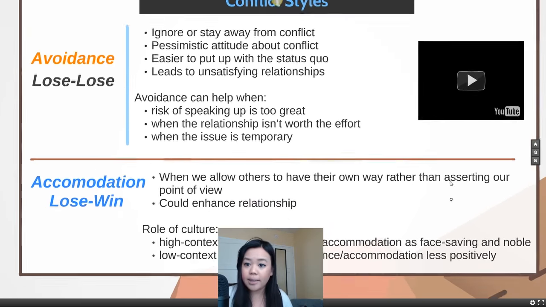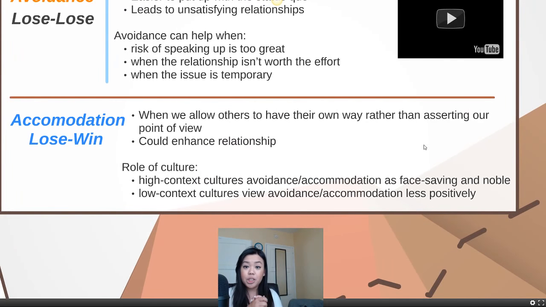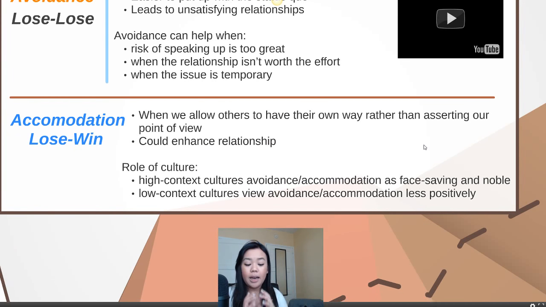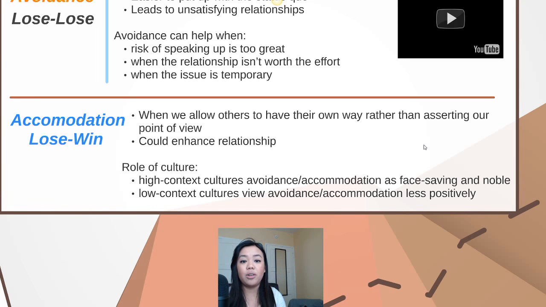And so the next conflict style is accommodation, which is lose-win. This is when we accommodate, or we let the other person or people get what they want out of the conflict. We pretty much give it up to them, whatever it is that they desire out of the end of the conflict, we give it to them. And I know that doesn't seem very fair to ourselves, but there's a multitude of reasons for why.